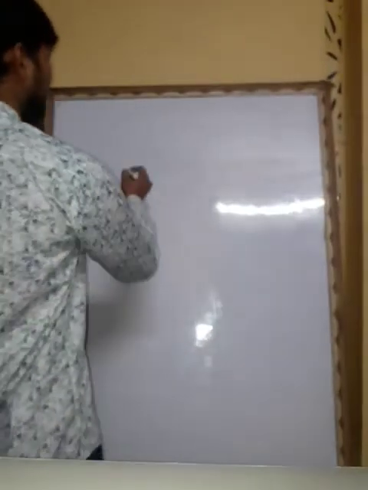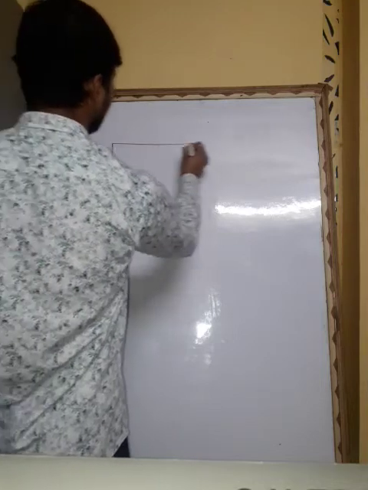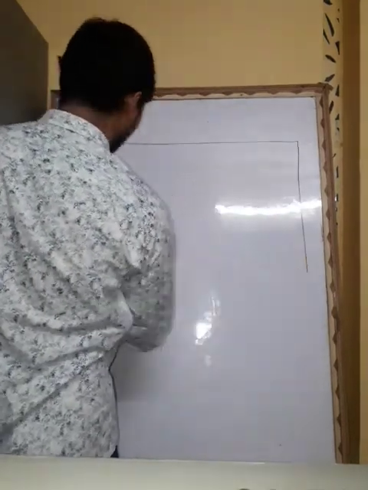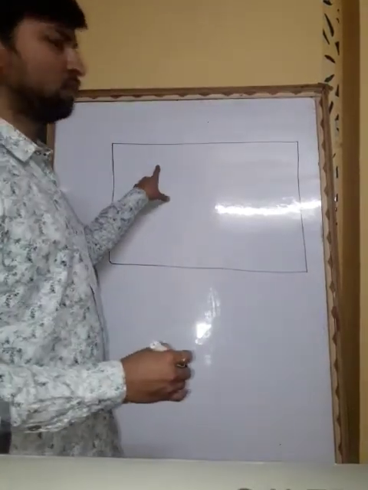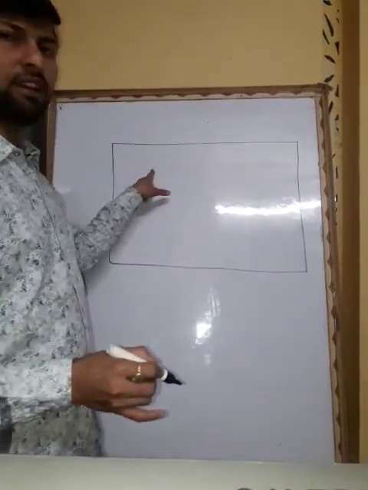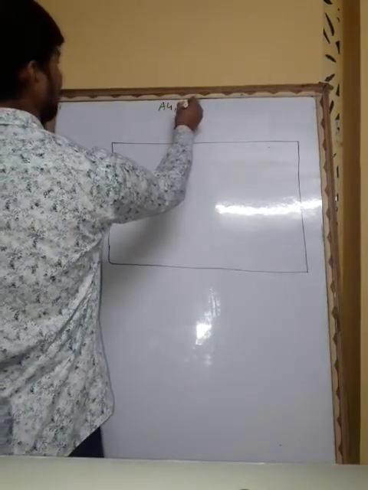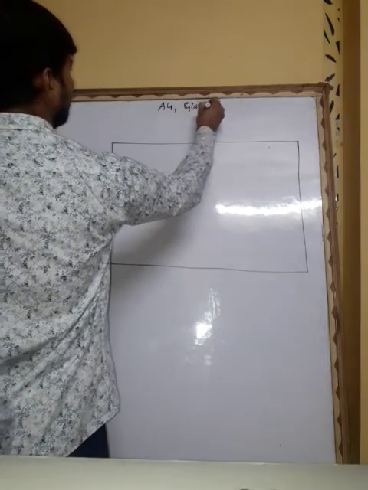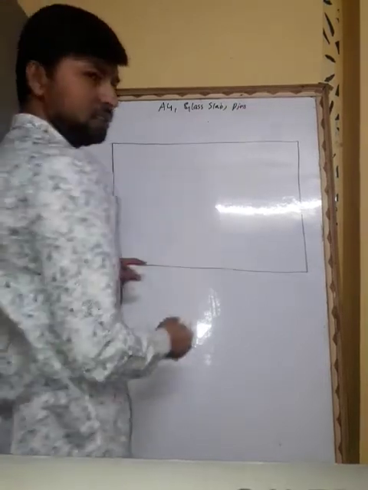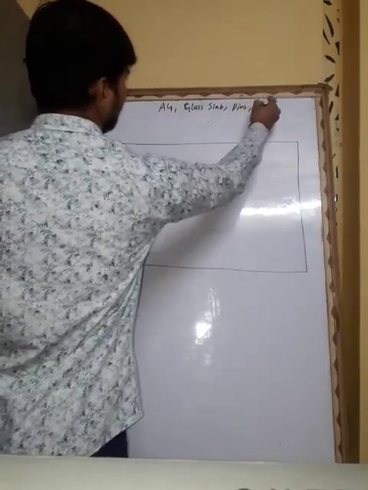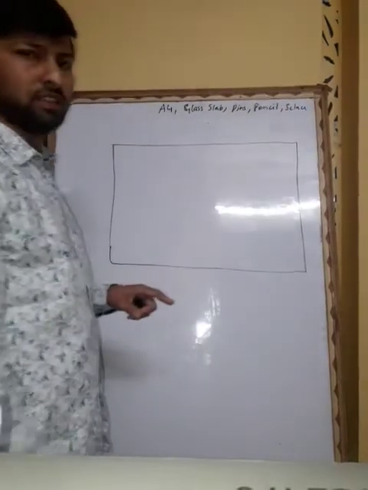This experiment is done like this: we will take a wooden board and a wooden base. You will need an A4 size sheet, a glass slab, pins, paper pins, a pencil and a scale. These are all the things you will need.